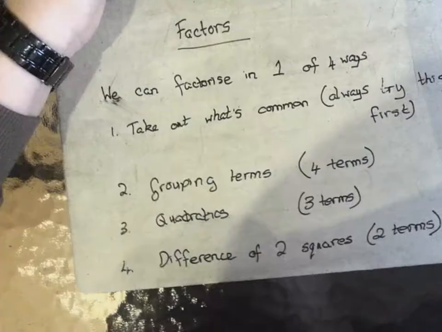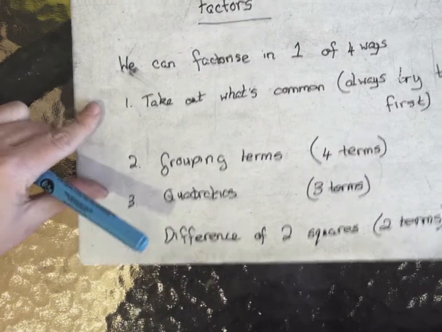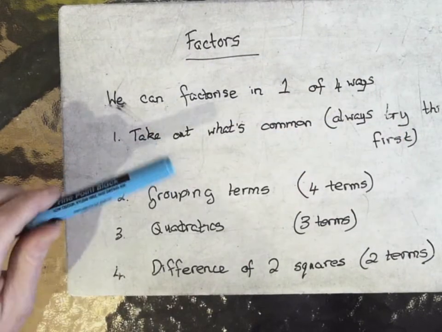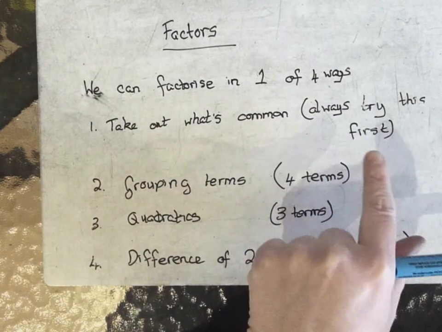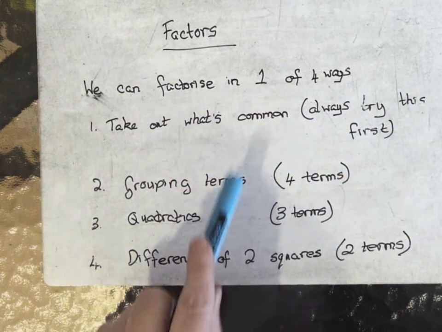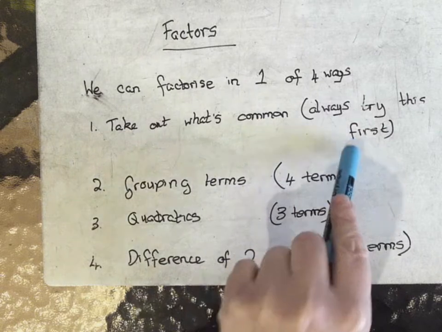Factors, chapter 2, revision. Okay, so out of the chapter, what we've learned is you can factorize in one of 4 ways. You can take out what's common, and you always try this one first. So always try and take out what's common. And if there's nothing common, then it's one of the other 3 ways. But this is always what you try first.